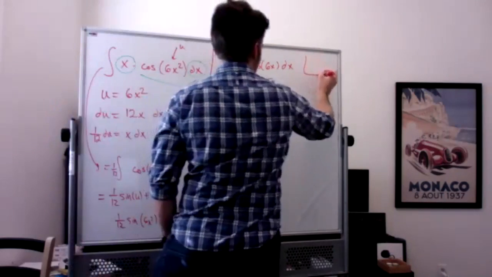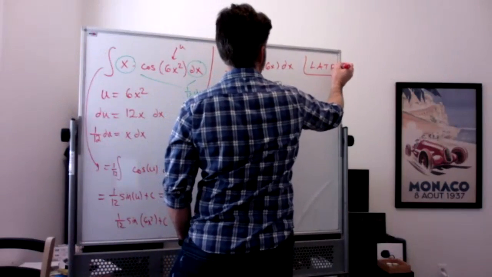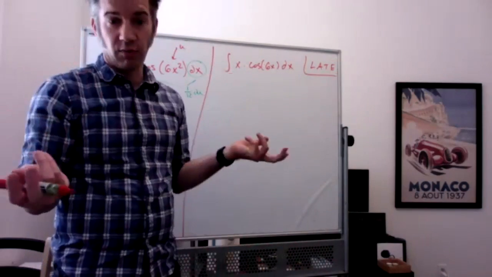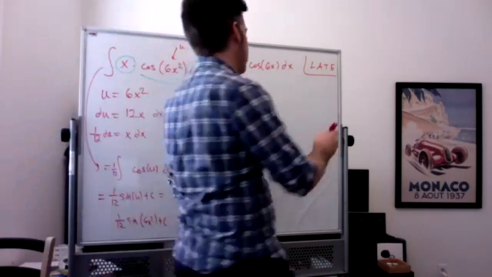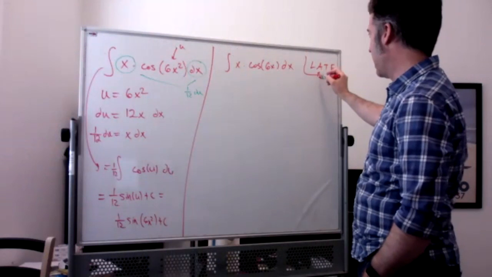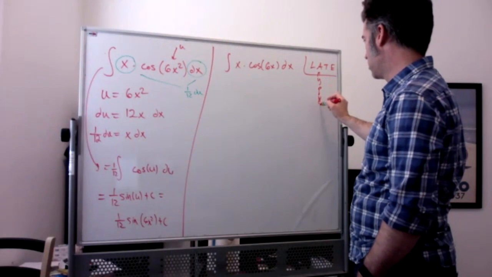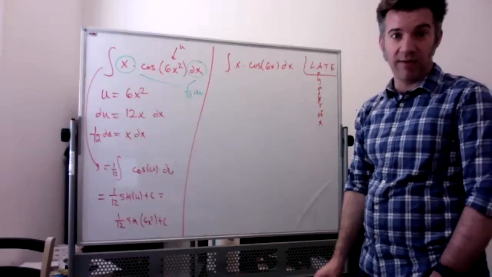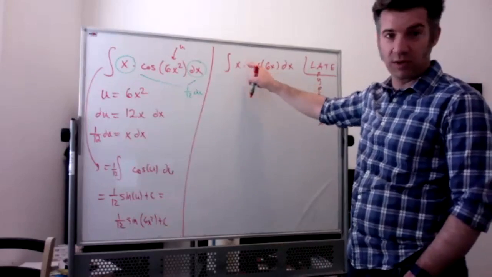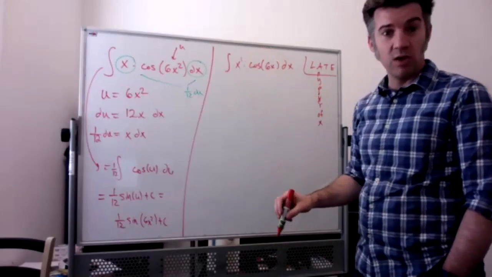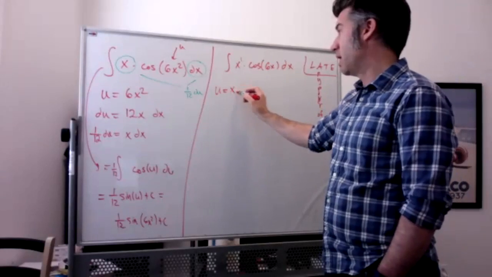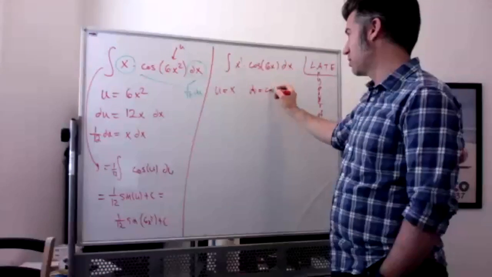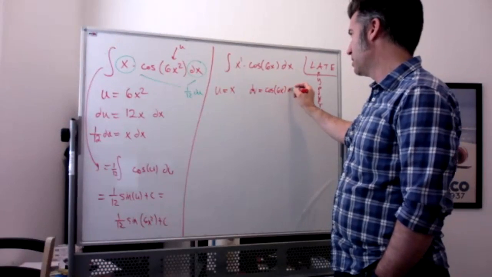So again, looking at the LATE acronym, I don't have a logarithmic thing, but I do have a quote unquote algebraic thing. When people write algebraic here, I like to write any power of x. That's what I think of for the a term. So do I have a power of x? Oh yeah, I do. I have x to the first. So that's what I'm going to let u equal. And then my dv is going to be everything else, which is the trig thing. So dv is going to be cosine of 6x times dx.